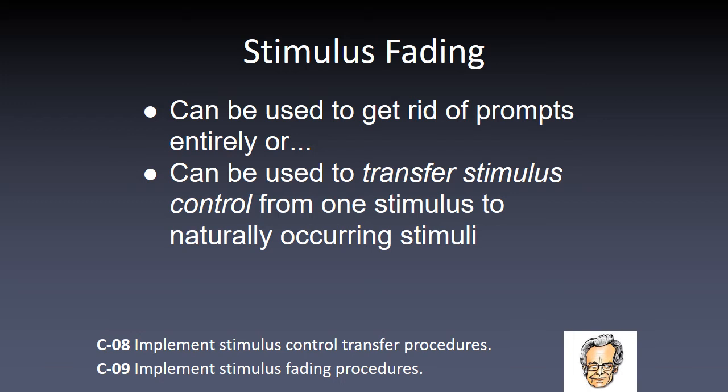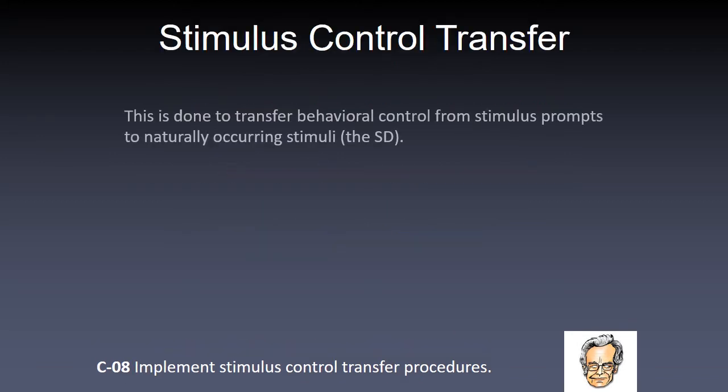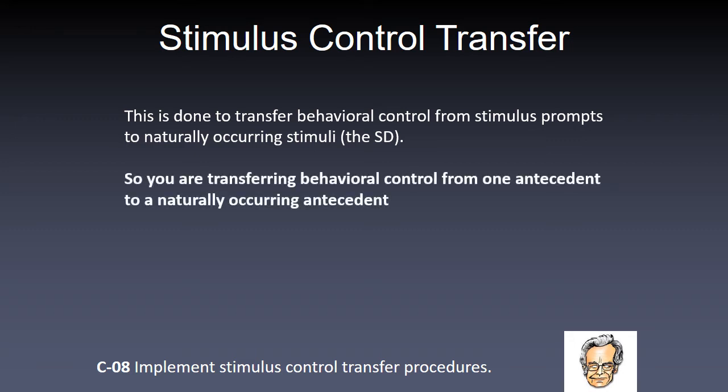Stimulus fading can be used to get rid of prompts entirely, or it can be used to transfer stimulus control from one stimulus to a more naturally occurring one. What does that mean? Stimulus control transfer. This is done to transfer behavioral control from stimulus prompts to naturally occurring stimuli, or the SD. You are transferring behavioral control from one antecedent to a more naturally occurring antecedent. In this case, an SD, an instruction.